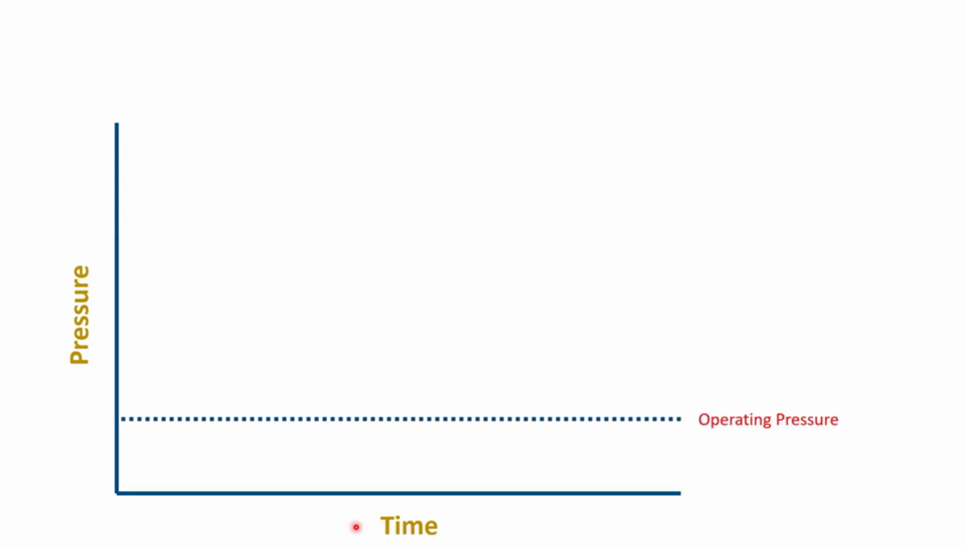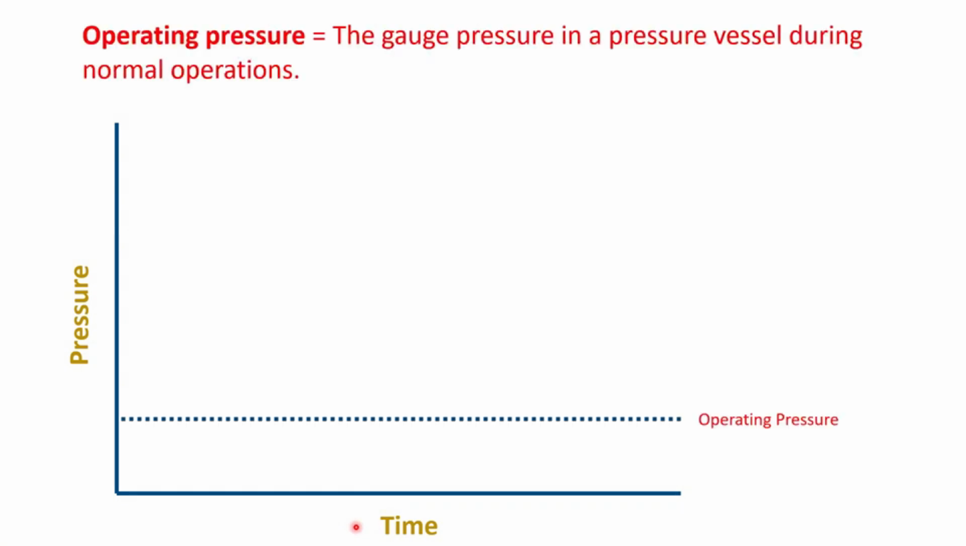And so the first definition we're going to look at is the operating pressure. The operating pressure is the gauge pressure in a pressure vessel during normal operations. So of course, equipment is designed to withstand a certain range of pressures, and the operating pressure should be well within the range that can be tolerated by that vessel. The relief device is in place to protect against damage to the equipment due to a pressure excursion outside of the range of pressures that the equipment was designed for, and also protect against the subsequent hazardous consequences of the release of the vessel contents.